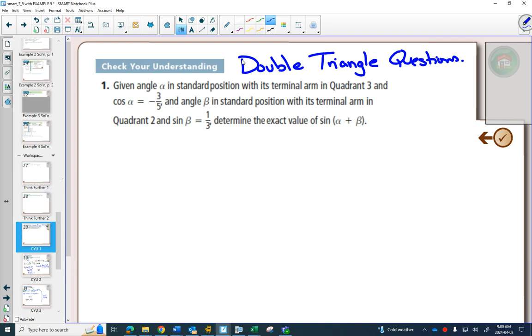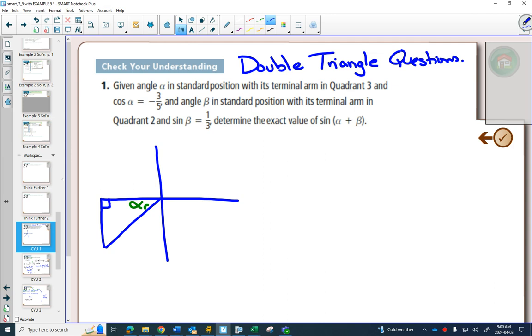So the first one is talking about alpha, so I'm going to draw my quadrants here. It tells me alpha is in quadrant 3. So if I draw an angle in quadrant 3 and go back to my nearest x-axis, this would be my alpha reference angle. And I've drawn a right angle triangle for alpha.